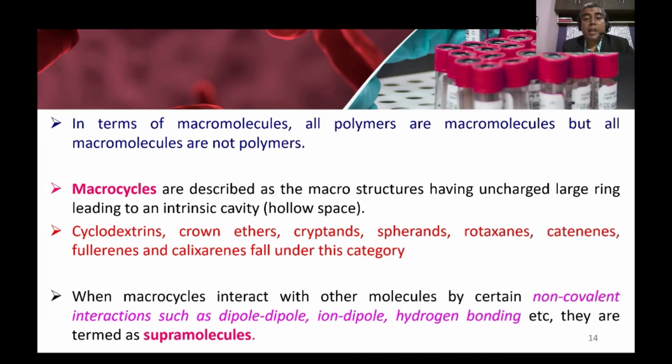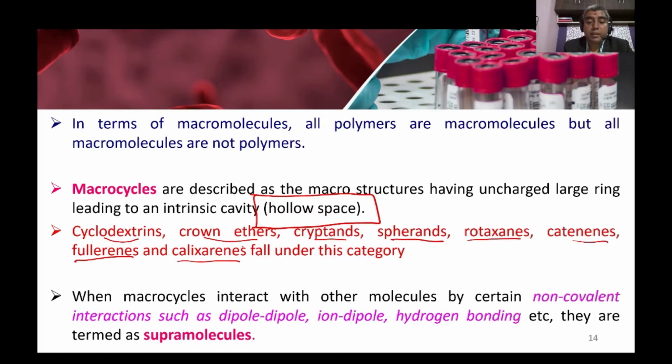Macrocycles are described as macrostructures having an uncharged large ring leading to an intrinsic cavity. That means it should have a hollow space, and that space can be utilized by any guest molecule. So these are the molecules which fall under this category: cyclodextrin, crown ether, cryptands, spherands, rotaxane, catenane, fullerenes, and calixarene.